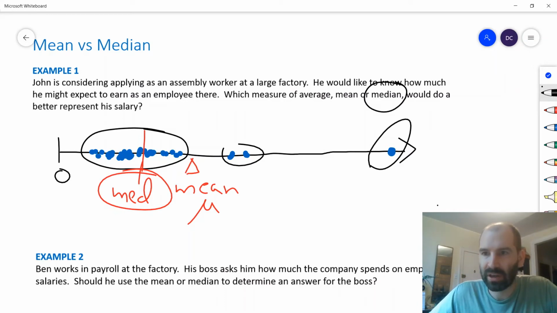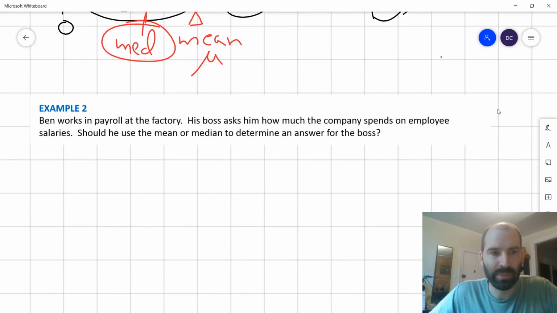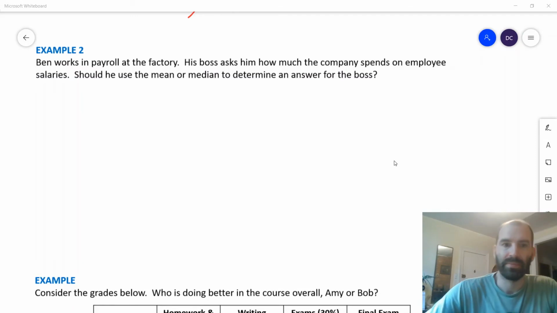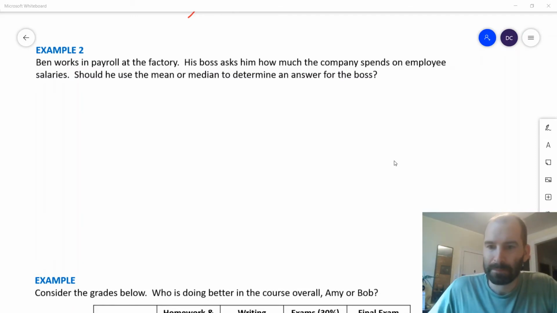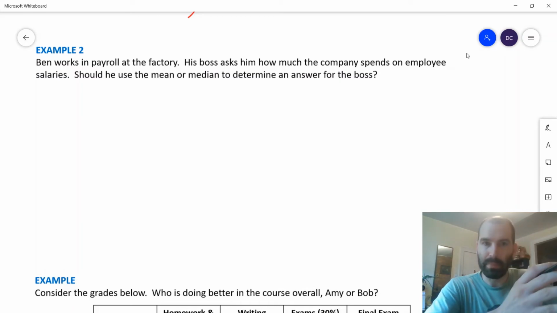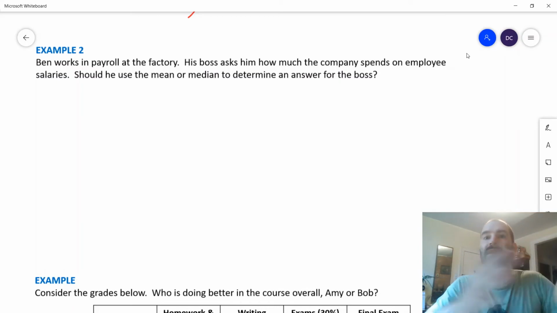Okay, let's take a look at another example here. Example number 2. Ben works in payroll at the factory. His boss asks him how much the company spends on employee salaries. Should he use the mean or median to determine an answer for the boss? Okay, let's think about this. Well, for payroll, you want to make an account of everybody's salary, no matter how extreme. Every dollar matters, right? You don't want to just represent the bulk of employees. You need to represent everybody.